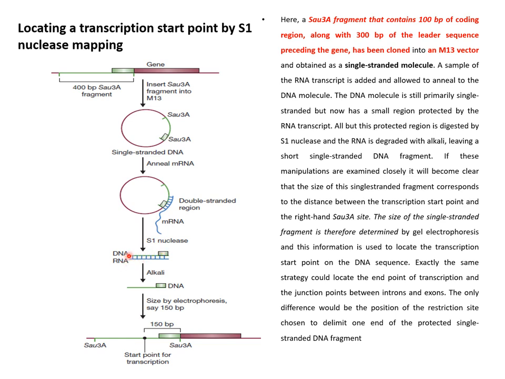Once you treat with S1 nuclease, the single-stranded regions are digested. Then you treat with alkali to give you only the DNA, and find the size of the DNA. See, the size of the DNA you're getting is 150 base pairs. That means the start site is 150 base pairs from here. So you run this gel and you find the size is 150 base pairs. So the start site is 150 base pairs from this site.